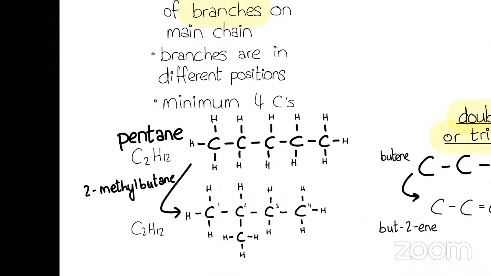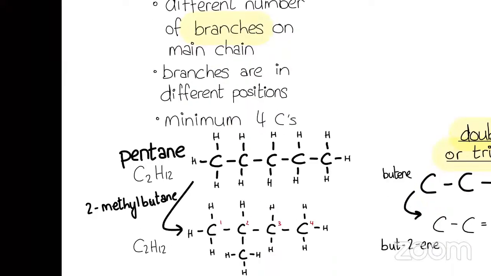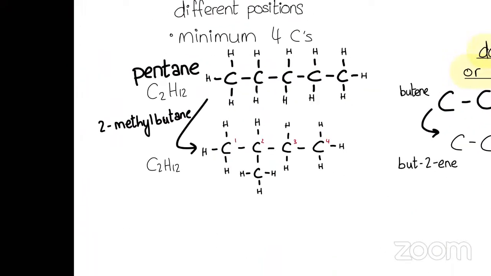Branches are in different positions. Minimum of 4 carbons. So what could change is a different number of branches. Keep this in mind. What could change is a different number of branches, or the branches are in different positions. So if you move the branches as well, that could be considered a chain isomer to another one. And it requires a minimum of 4 carbons. So we looked at the example of just pentane. So we have pentane with no branches.